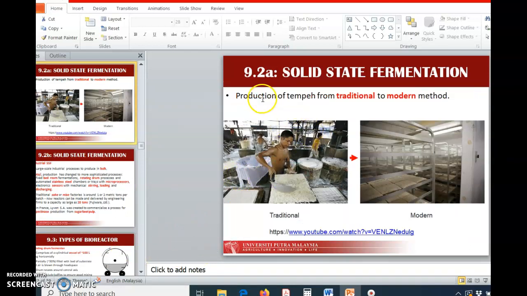This is the example of production of tempeh from traditional to a better modern method, in a specialized room. Usually when you do it traditionally, you just grow them in the natural environment.